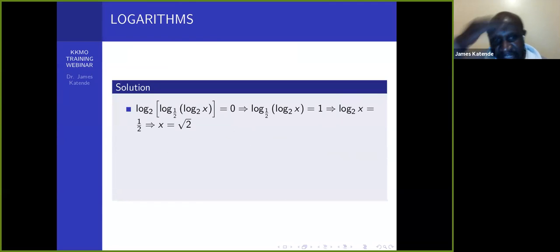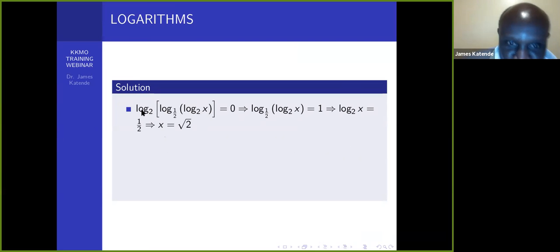So we will pick the first expression: the logarithm base 2 of the logarithm base a half of the logarithm of x base 2. This is crazy. Look at this expression. Whenever I try to say it, I get it wrong. So we just work with it as it's visible. We equate all this to 0.